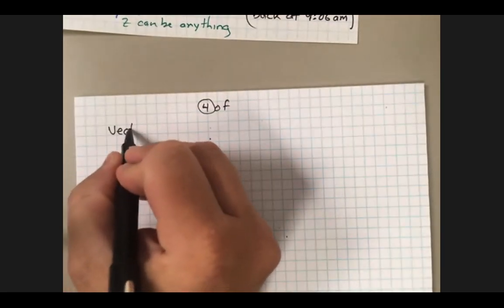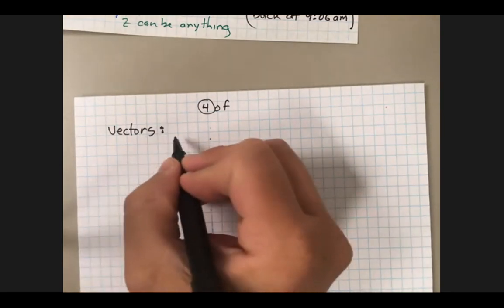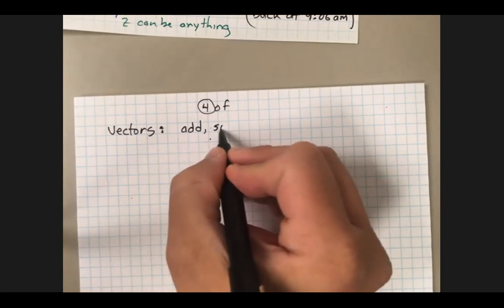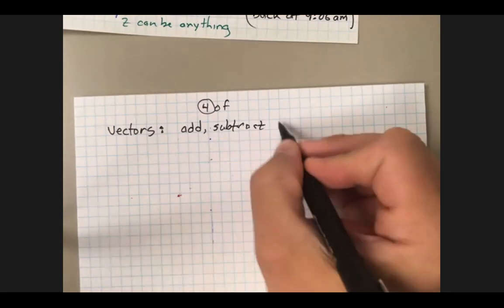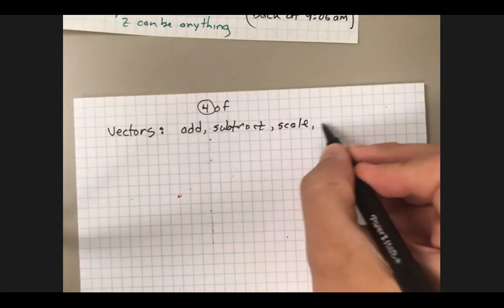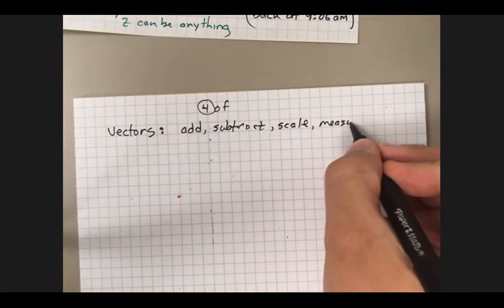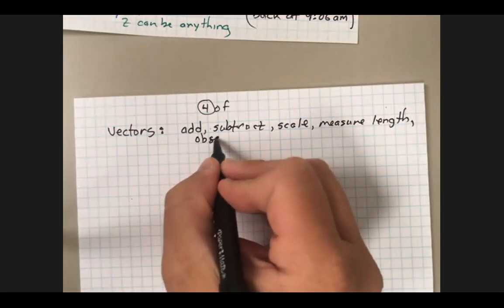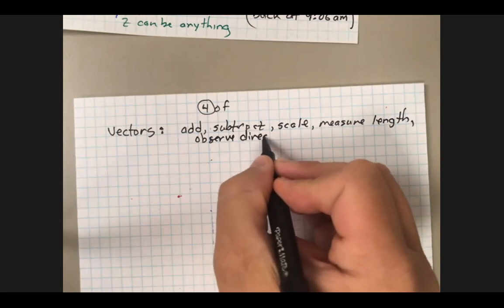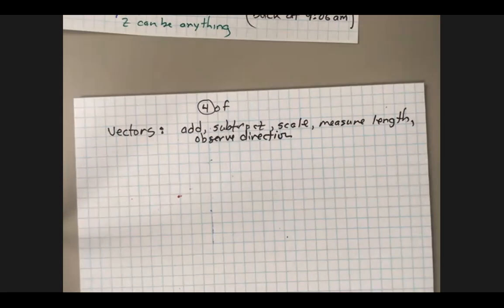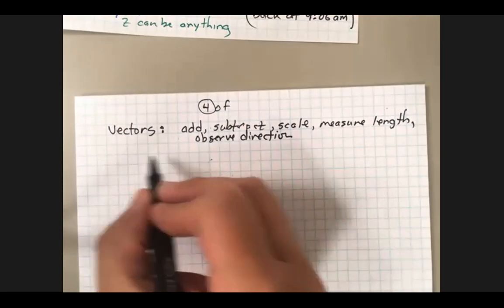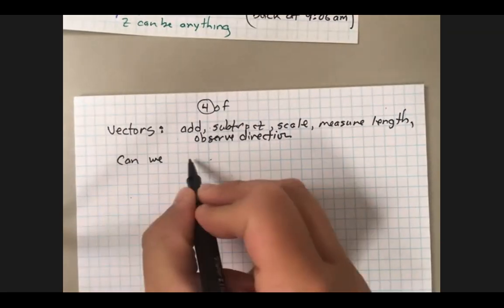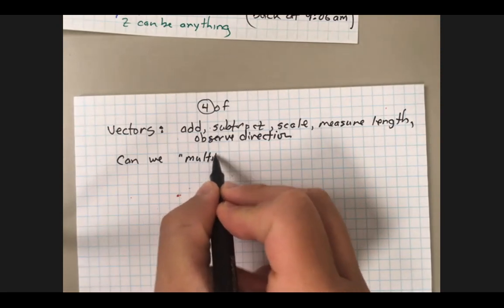So vectors. We can add, we can subtract, we can scale, we can measure length. We can observe direction. And now we want to know what else we can do. So vectors are a way of describing where things are in space so far. But can vectors describe the relationships between things? So here's a natural question. Can we multiply vectors?